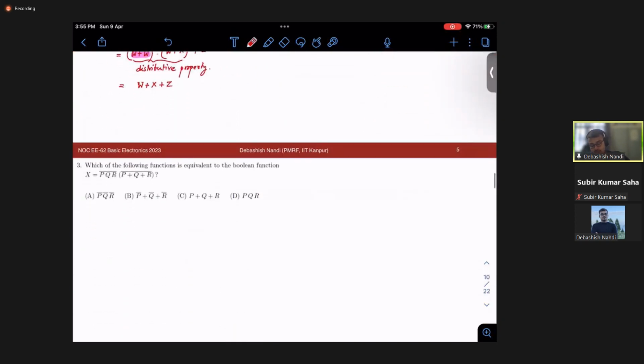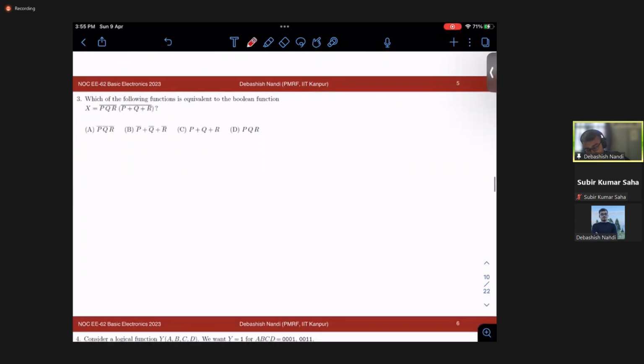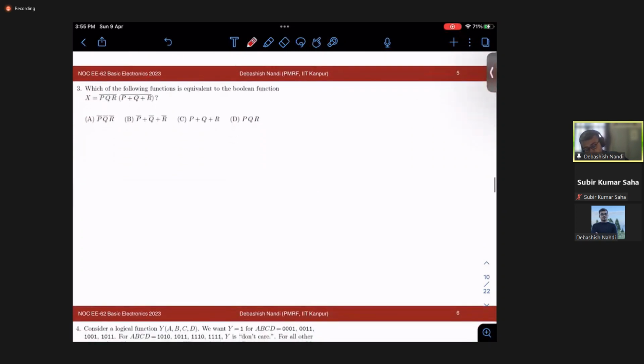So let us move to the next problem. Which of the following functions is equivalent to the Boolean function of this? Again, the simplification problem. So your X is PQR, P plus Q plus R prime or bar.